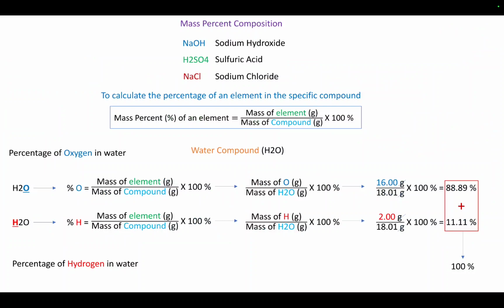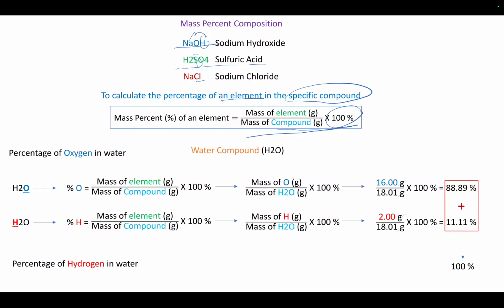Now we have mass percent composition. We use it to calculate the percentage of an element in a specific compound. Here we have three examples of compounds. NaOH, sodium hydroxide: let's say we want to find the percentage of hydrogen in this compound. We have sulfuric acid: let's say we want to find the mass percent for sulfur, which is S, and also for chlorine in sodium chloride. So the law for finding the mass percent for an element is mass of element over mass of compound, both in gram units, multiplied by 100%.